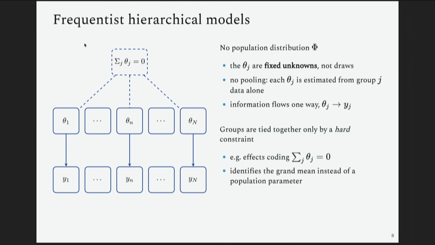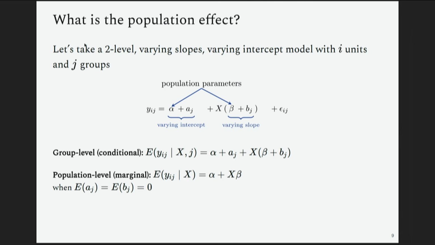All right. In the frequentist world, there's just no population distribution, right? Our thetas here are fixed unknowns. They're not draws. And so what they have to do here is they have to do a constraint. This is sort of an effect coding constraint. One way of doing that is a sum to zero constraint. All right? And we often see that in frequentist hierarchical models, they're fit much faster than Bayesian hierarchical models. Now they're doing a lot less, right? All right.